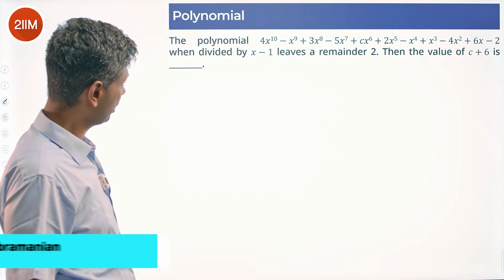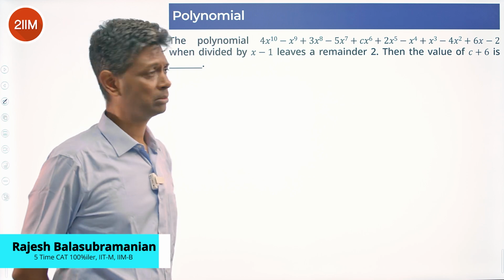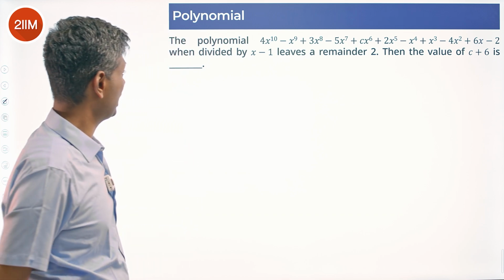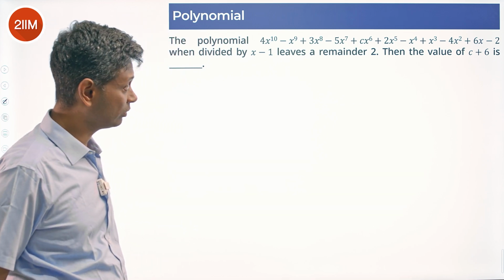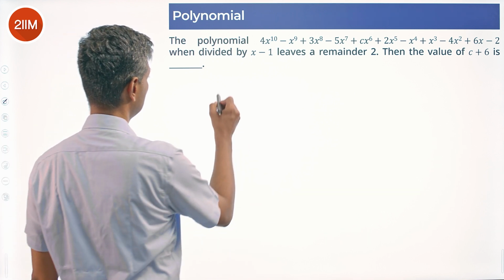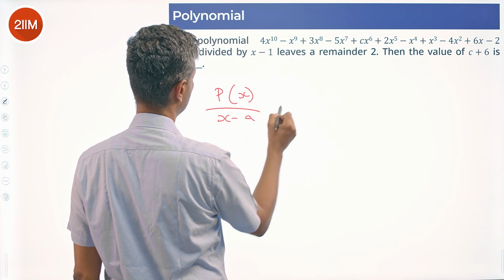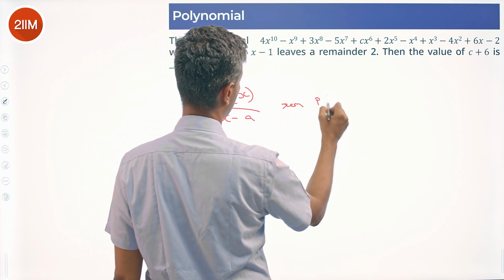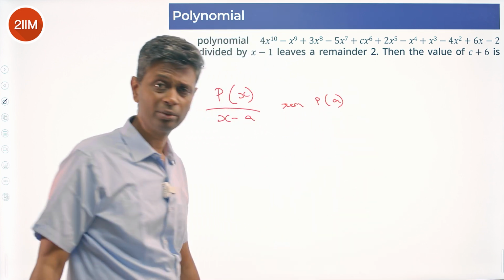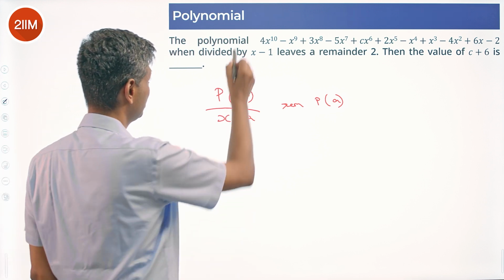The polynomial 4x^10 minus x^9 plus 3x^8 and so on, when divided by x minus 1 leaves a remainder 2. The value of c plus 6? Simple funda, we use the idea that p of x divided by x minus a, remainder is p of a. Polynomial remainder theorem. This is p of x.